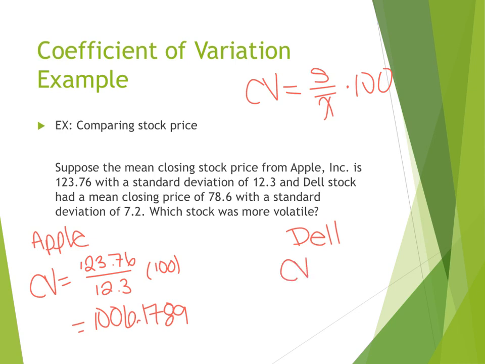Then let's look over here at Dell. So we have coefficient of variation of 78.6 over 7.2 times 100. And that gives you 1,091.6667. So which stock is more volatile? The one with the larger coefficient of variation, which is Dell.